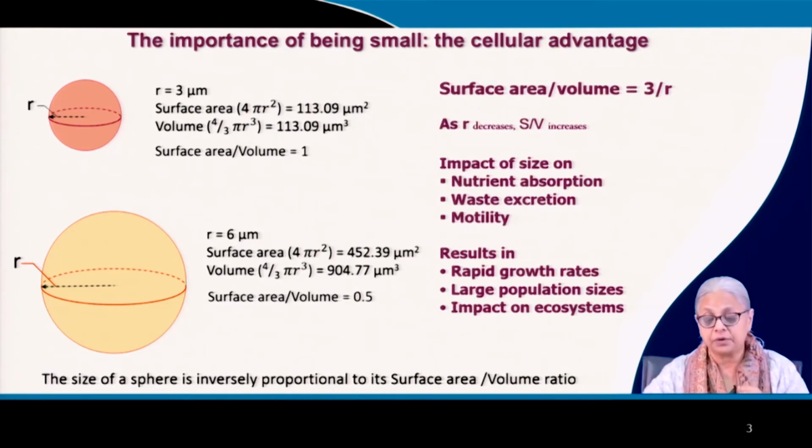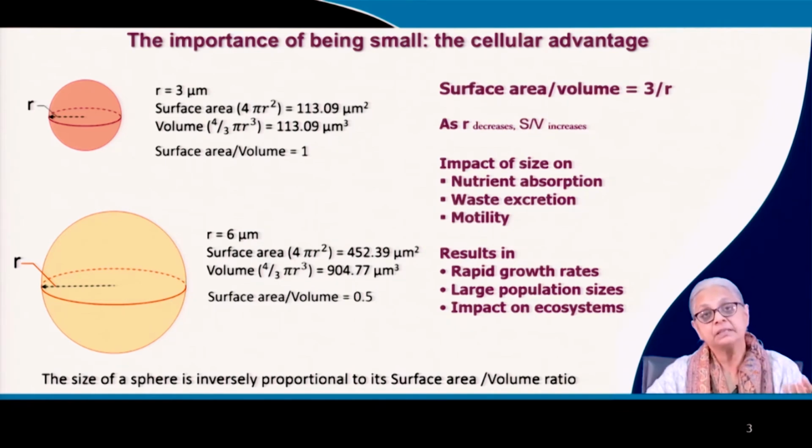And that will result in rapid growth rates. So if the nutrients in the environment are available, the growth rate is very rapid, and this will result in large population sizes. If you think about municipal wastewater, it has millions to billions of cells per ml. Imagine the number of cells that are able to exist on the nutrients available in the wastewater. So the population sizes are very, very large, and they have a very strong impact on the ecosystems.